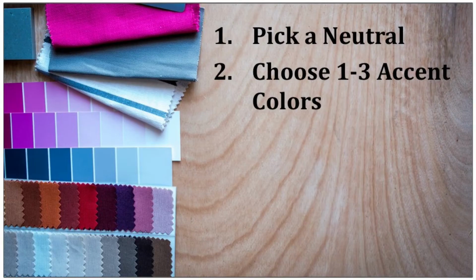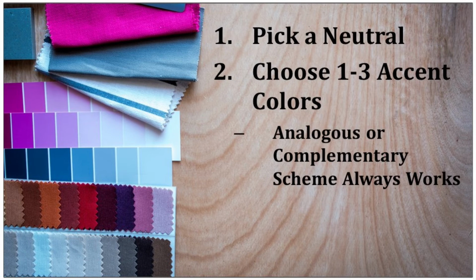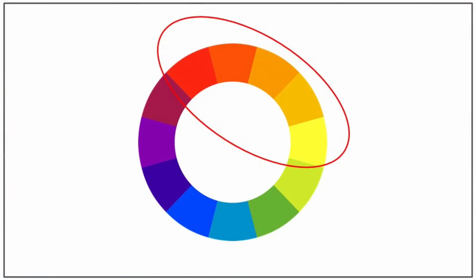Now, if you decide to have more than one accent color, then here is what you want to do to get it right every time. Either choose to have an analogous color scheme or a complementary color scheme. So what does that mean? Well, analogous just means that these colors sit next to each other on the color wheel, or also on a rainbow. So for example, a warm color scheme would be red, orange, and yellow because these are all warm colors. A cool analogous color scheme would be green, blue, and purple, as these are all cool colors.